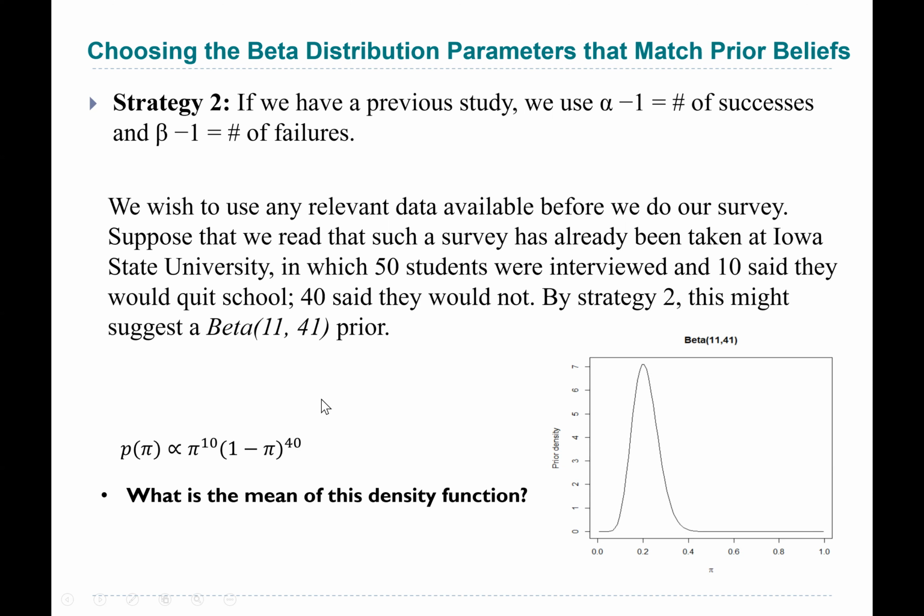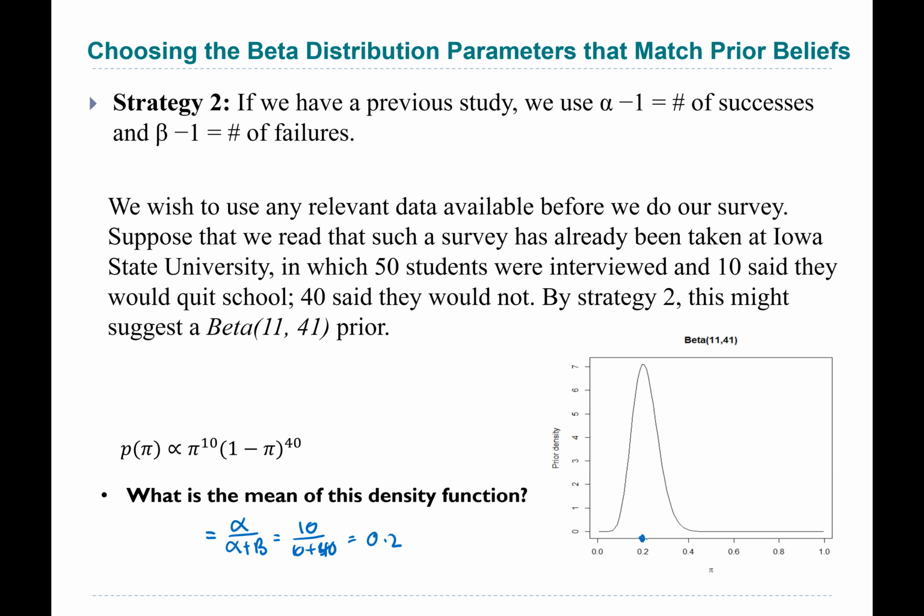The mean of this density function is what? It looks like I believe that pi is some value very close to alpha divided by alpha plus beta, which is 10 divided by 10 plus 40. So it is 10 divided by 50, which is 0.2.